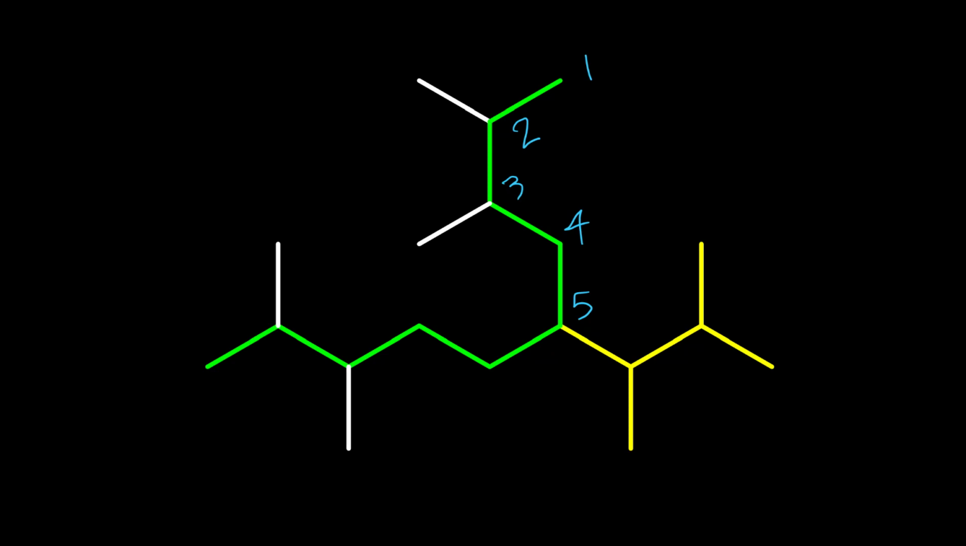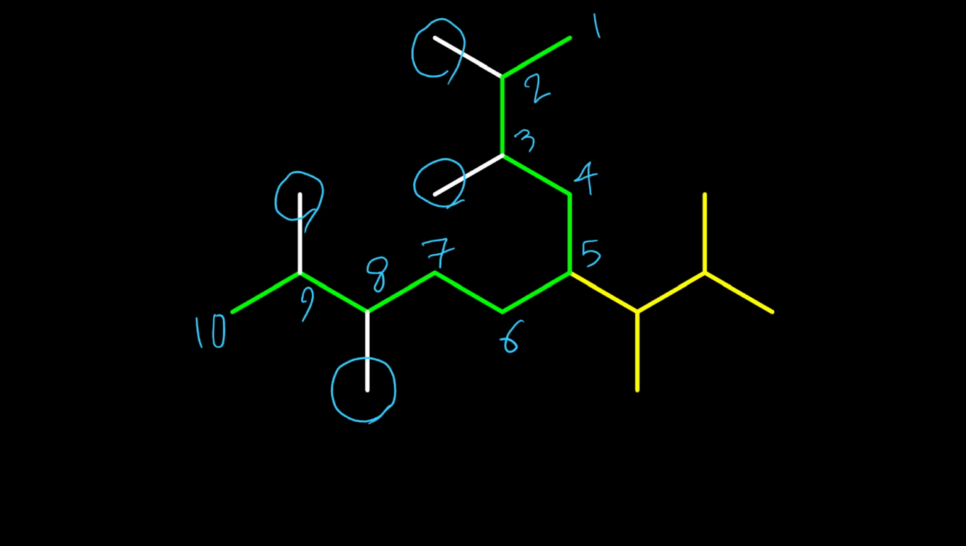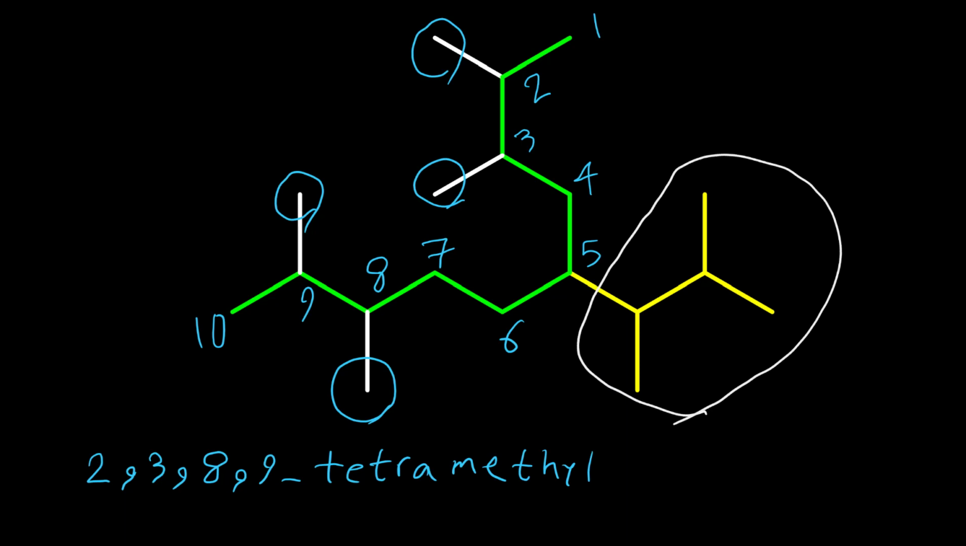The first and second groups on both ends of the chain are at the same positions. So we have 4 methyl groups here, here, here, and here. So one part of the name for this molecule is 2,3,8,9-tetramethyl. But here is our problem. We don't know the name of this substituent.